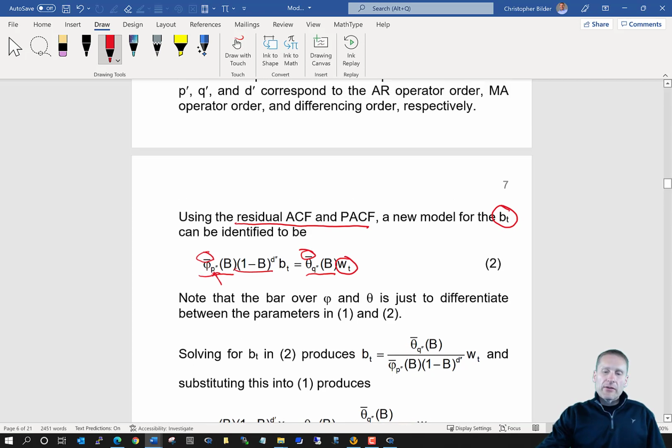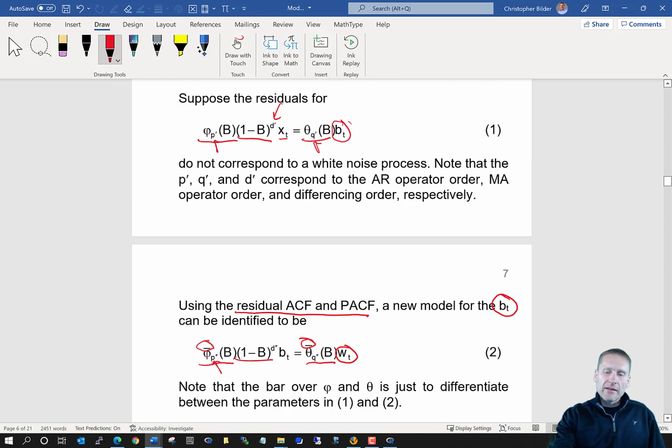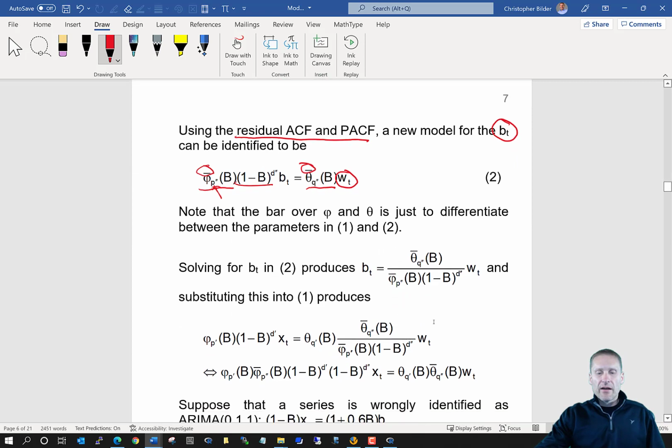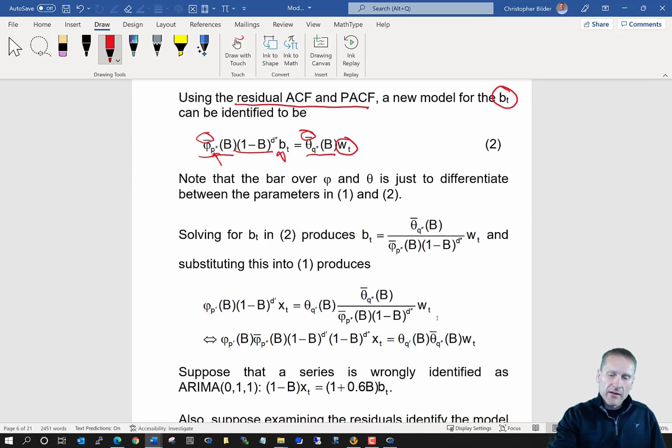So if we go back to our previous model, and let's say we solve for B sub t, so that we only have B sub t on one side of our model. Notice how B sub t is there too, because we're doing a model now for B sub t essentially directly, since we're working with the residuals. Suppose, with model 2, we solve for B sub t. This is what we get.